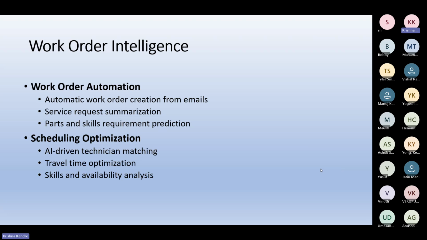For scheduling optimization as well, AI-driven matching enables Copilot to assign the most appropriate technician to each job, factoring in skills, certifications, and past performance. Travel time optimization uses route analysis to minimize time spent on the road, increasing the number of jobs completed per day. The system continuously analyzes skills and availability across the workforce, ensuring urgent requests are addressed quickly while maximizing technician productivity.